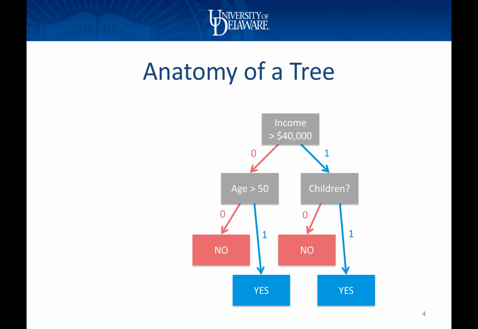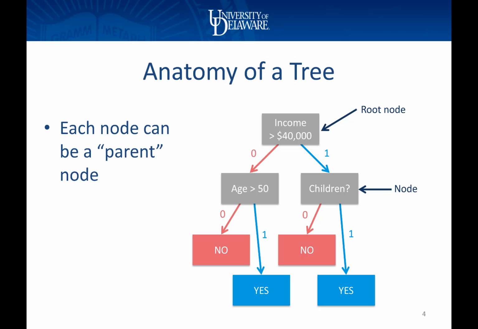So let's do a quick review of the anatomy of a tree so that we can know how to talk about these things as we're developing them. This is an example of a tree, and you see in the gray boxes different yes or no decisions, and in the colored boxes you see different decisions as a result of satisfying some of those conditions. So the gray boxes and the colored boxes are also called nodes. These are locations in the tree where decisions are made. The top of the tree is called the root node. This is where all of the data starts at the beginning.